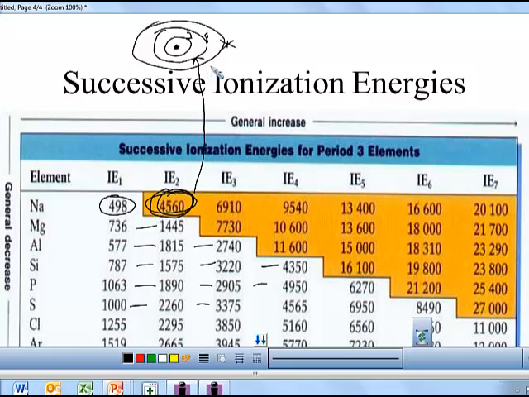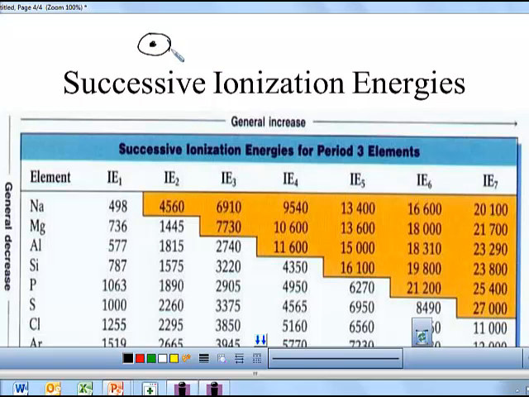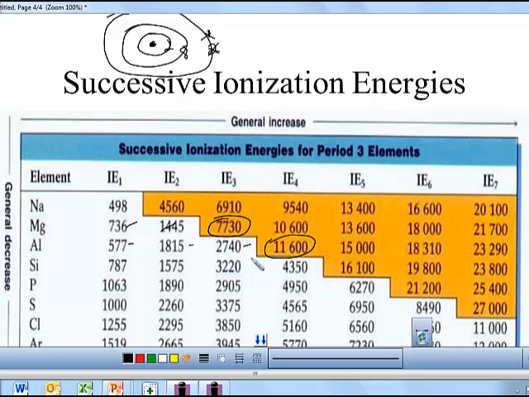Same thing with magnesium here. Okay, magnesium has 2, 8, 2. All right, take 1 away, 736. That puts us down to having 1 on the outer shell. Take the second away, 1445. Well, look what it looks like now. It looks like neon. So we have a huge jump to now take another electron away. So notice how aluminum has 3 valence electrons. After the third, huge jump. So what I want you to understand is where the big jump occurs and why.